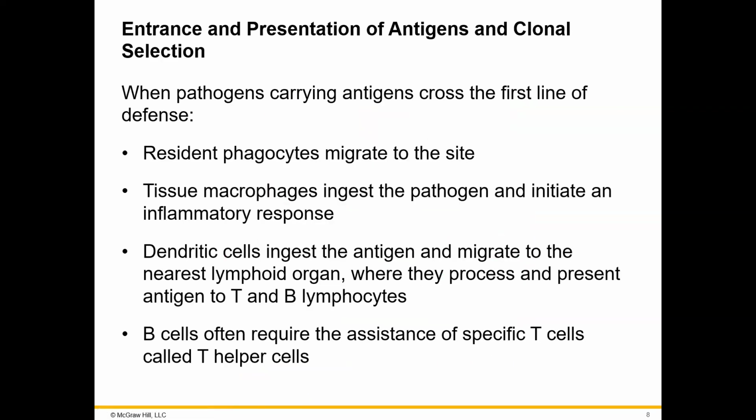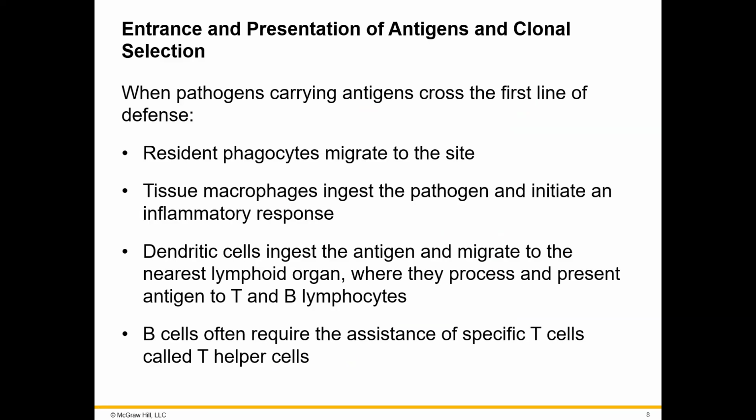So entrance and presentation of antigens in the clonal selection is going to be the next thing that we're looking at. When you have foreign cells like pathogens, which are carrying antigens, and they cross that first line of defense. Remember, that's your skin, your mucous membranes, etc. And then they enter into the tissue. You will have resident phagocytes that migrate to that site. The tissue macrophages will ingest the pathogen, and they will induce an inflammatory response in that particular tissue if it's appropriate. So phagocytosis happening there.